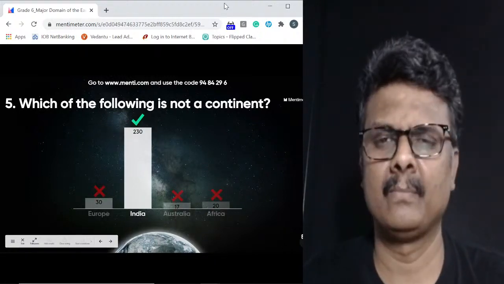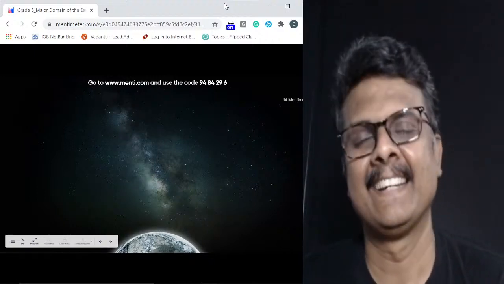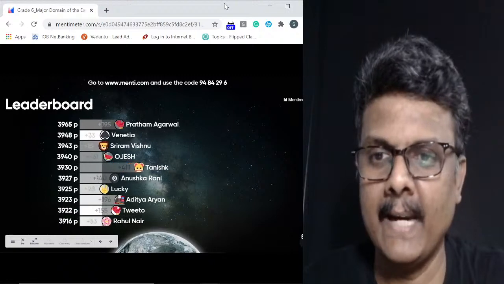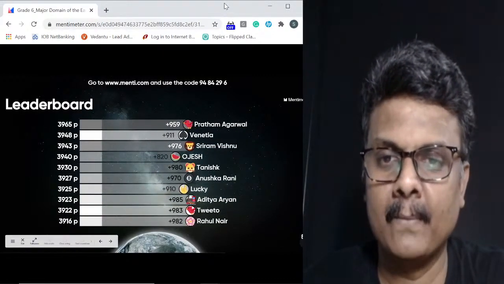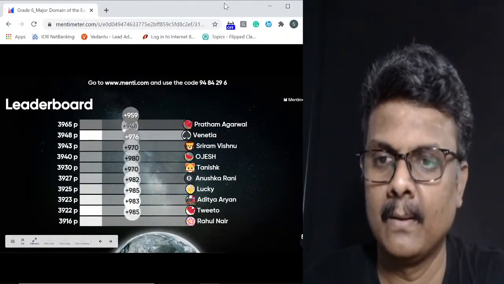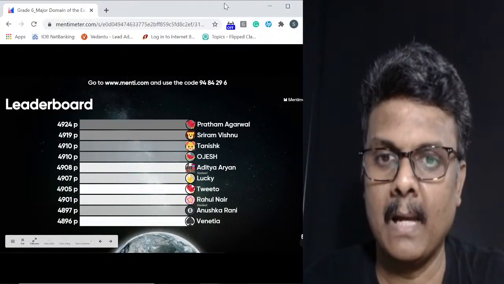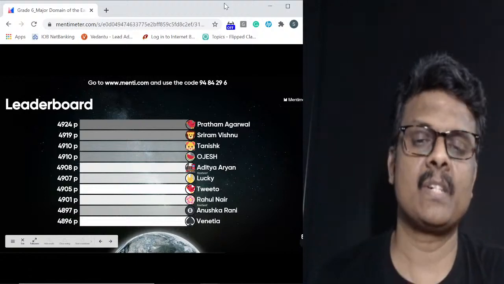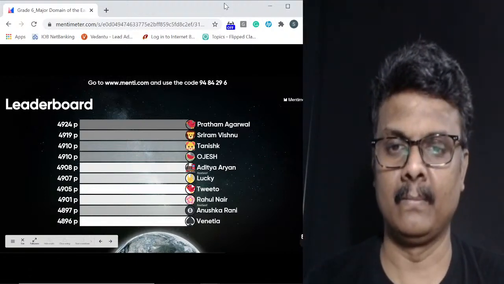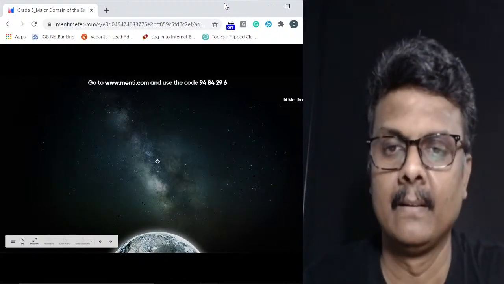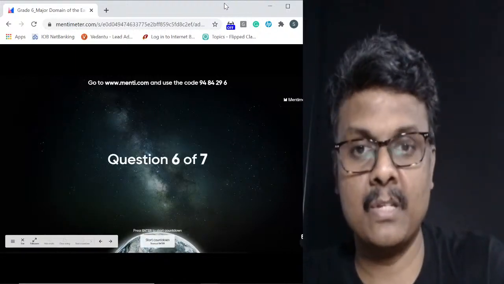Wow, India, is it a continent? We are a country which belongs to the continent Asia, right? Pratham, wow, Pratham, Vishnu, Tanishk, Ojesh and Aditya, top 5. Lucky, Tweeto, Rahul, Anushka, Venetia, 6, 7, 8, 9, 10. Question 6, one more to go.